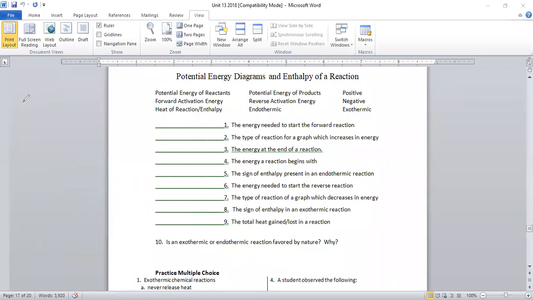Okay, so in the first set of questions, the vocabulary. So it's the energy needed to start a forward reaction. So this one is forward.